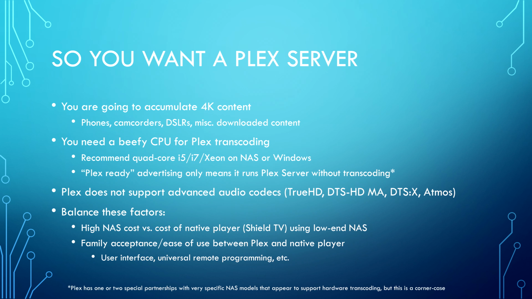Some notes about considerations that you need if you're setting up a Plex server. First thing to know is that you, one way or the other, are going to start accumulating 4K content from whatever source. Your phone can probably shoot 4K video now, and the next camcorder or DSLR or point and shoot or Micro Four Thirds camera that you purchase is going to shoot 4K video, probably at pretty high bit rates. And you'll also get various downloaded content from all sorts of different sources in 4K. So you're going to need to handle 4K.